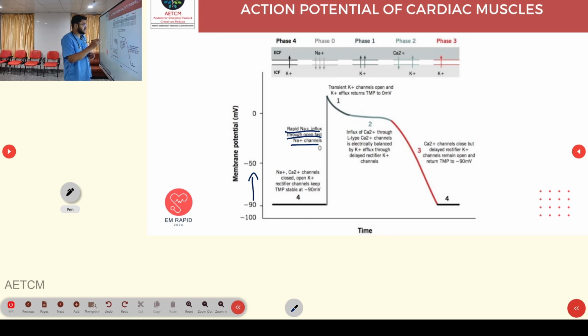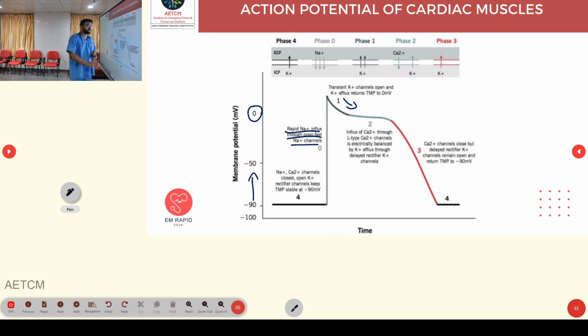So what happens is the sodium influx will cause more and more positivity of the membrane potential. Once it reaches a peak, the potassium channels start to open up and the efflux starts to occur, so the positive ions are getting out of the cell. Once they get out, the membrane potential again returns back to 0, because the positive charges are getting out and the negativity within the cell increases.